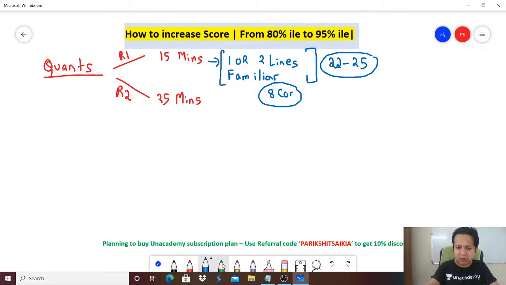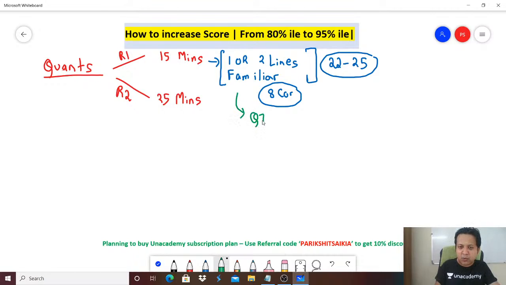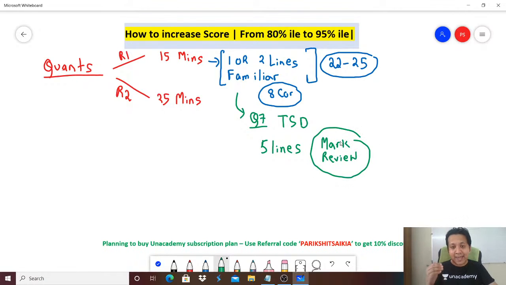Also, in the first round, you need to mark a few questions for review. Let's say question number 7 is from time, speed and distance. This is your favorite chapter. But on the exam day, let's say the question which came from time, speed and distance was of 5 lines. But you know you can do it. Because it is of 5 lines, you will take some time to solve this. So you mark this question for review. So the moment your round 1 is over, you already have at least 3-4 questions which you have marked for review.